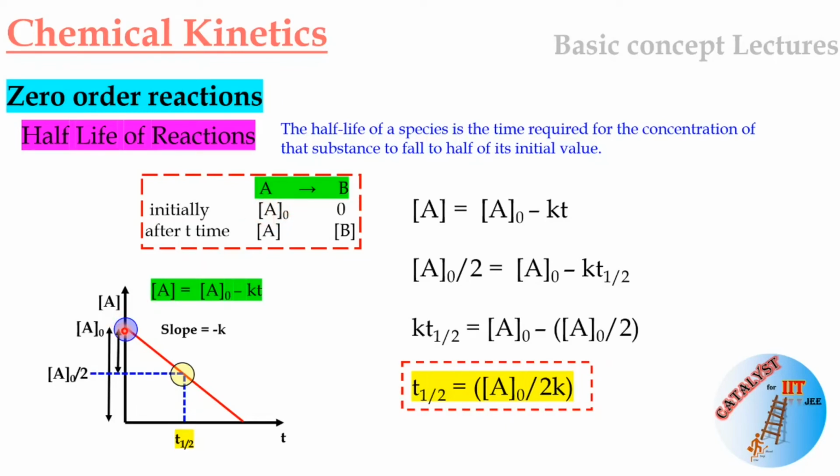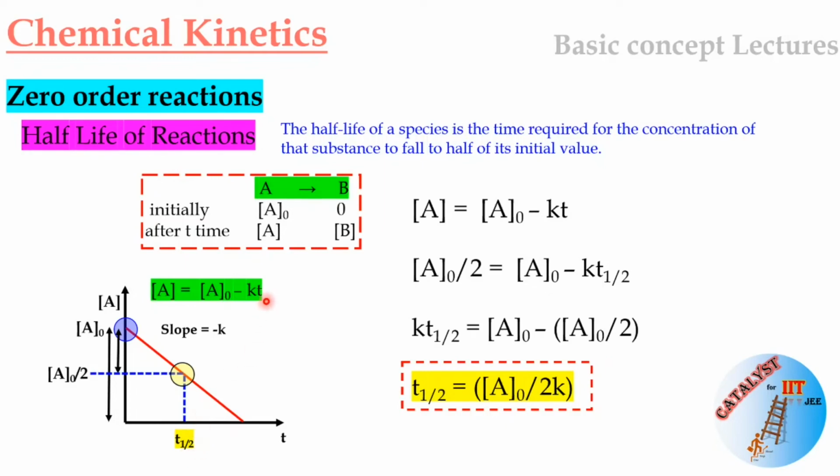If you see this graphically, initially it was A0, the concentration of A, and with time it is decreasing. At a point it will reach where the concentration of A becomes A0 by 2. This whole intercept is A0, and if you divide it equally into two parts, this becomes A0 by 2. At this point the concentration of A is A0 by 2, and the time here is T half, the half-life of the reaction.